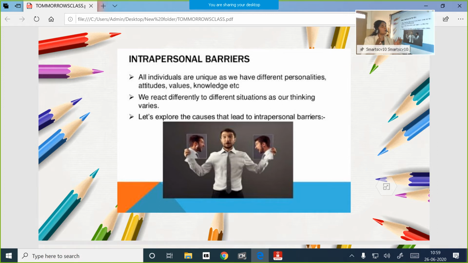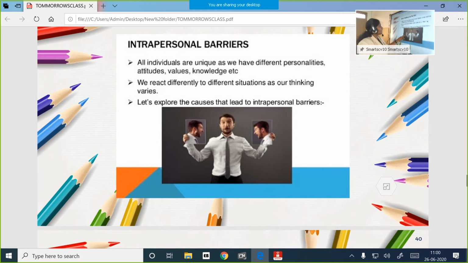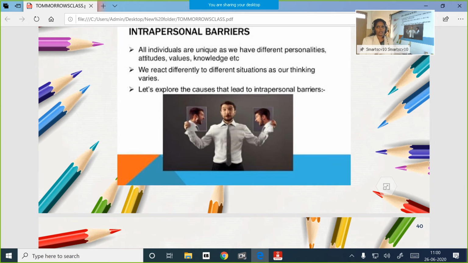So this all builds up our intrapersonal communication barrier. This all are a part of the communication barriers. Then we react differently to different situations. I tell you, some people react very fast, some won't react. That doesn't mean that they liked it, but they don't react. So these are all characteristics that affect the intrapersonal barriers.